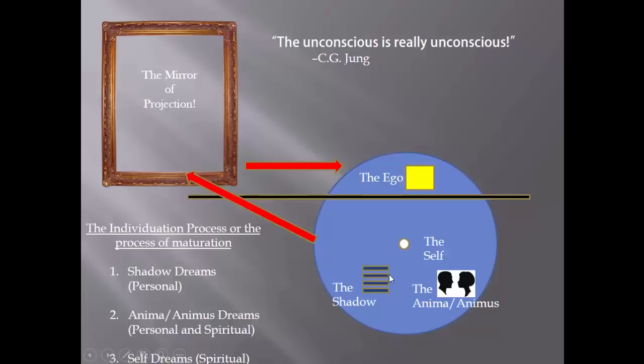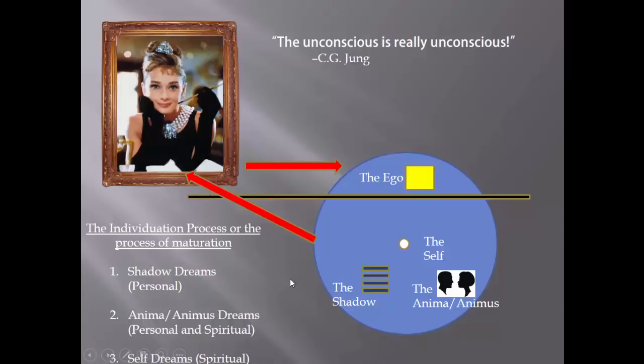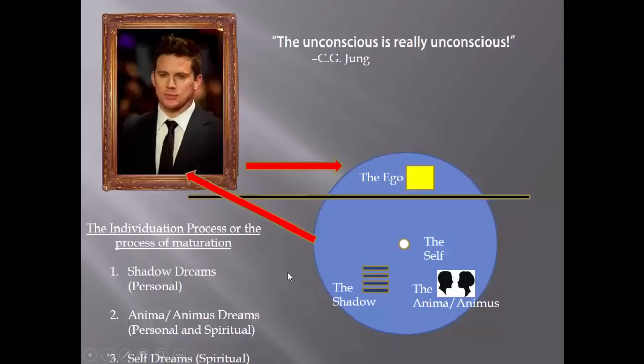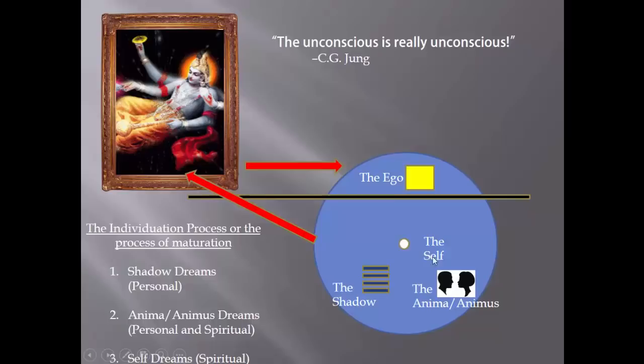And so in this presentation, I'll be putting different images in here to represent this process of projecting contents of the unconscious out into the physical world. So there we have the shadow, in this case, the anima, a particular favorite of mine, Audrey Hepburn. Channing Tatum for the girls. I know every lady seems to like Channing Tatum. And finally, we have Vishnu here representing the self archetype.